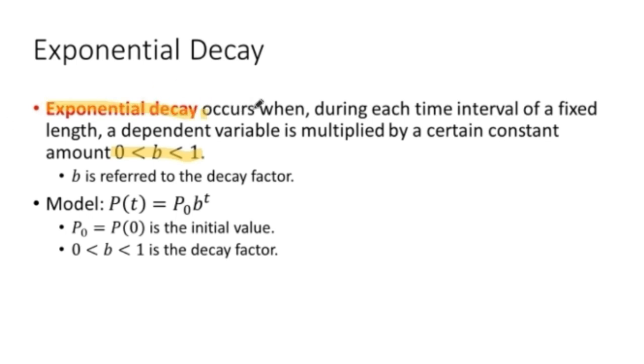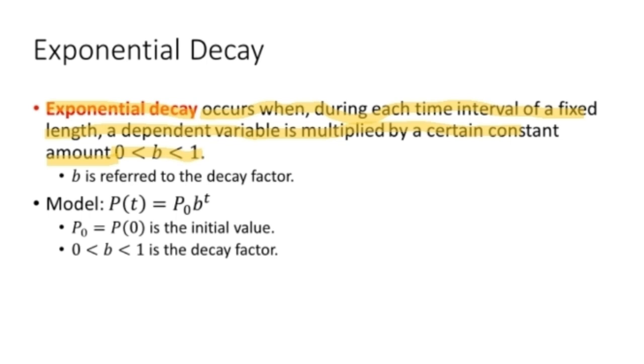Exponential decays occur when during each time interval of a fixed length, a dependent variable is multiplied by a certain constant amount, and this constant amount will be between 0 and 1. So the definition of exponential decay is almost exactly the same as the definition of exponential growth. The only difference is the size of our factor. In growth, our factor is greater than 1, which at that point we call it a growth factor. But for exponential decay, our factor is between 0 and 1.